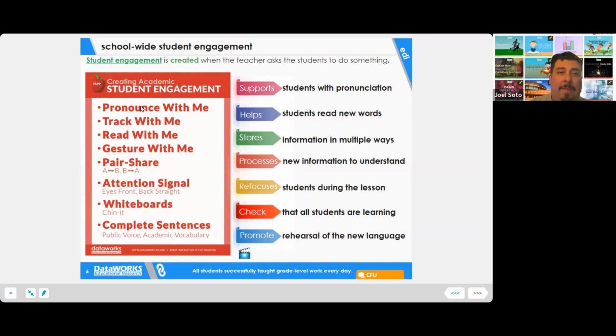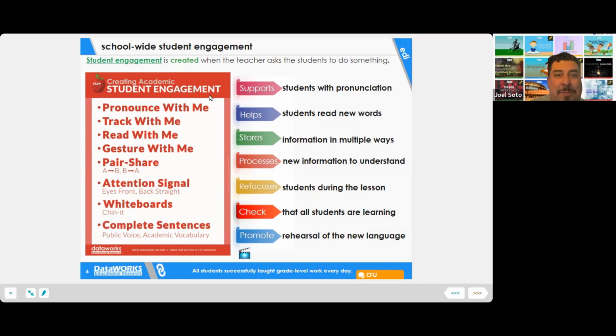Let's go right here. This is pronounce with me. I know what you're thinking. This good looking, chubby Hispanic guy is seriously going to tell me, pronounce with me, right? No, but yes. But when we do pronounce with me, it's high leverage academic words with multiple syllables. Words with multiple meanings, right?